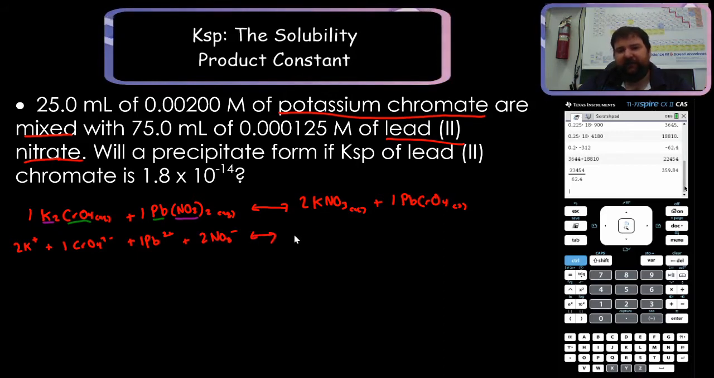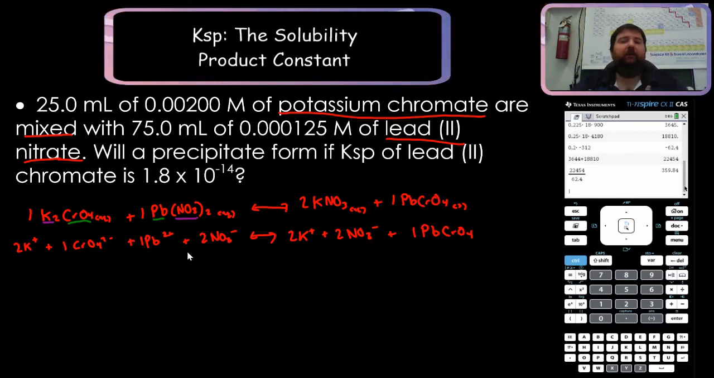On this side, this is going to dissociate, so I'm going to have two K+ and two NO3-. This solid does not dissociate, so it's just going to be PbCrO4. All right, now what I can do is find my net ionic equation. So this is my total ionic equation. I want my net, so I'm going to look at what's on both sides.